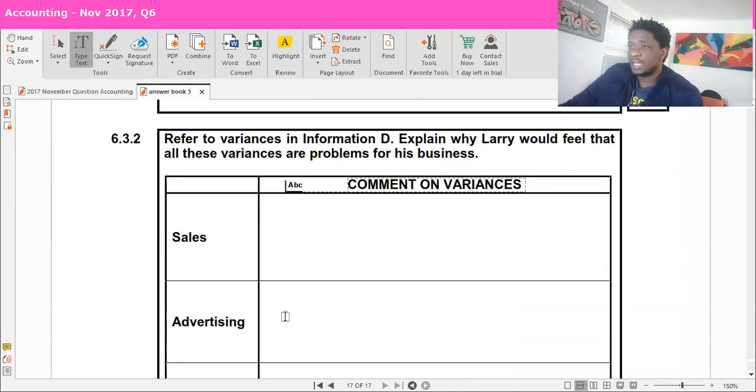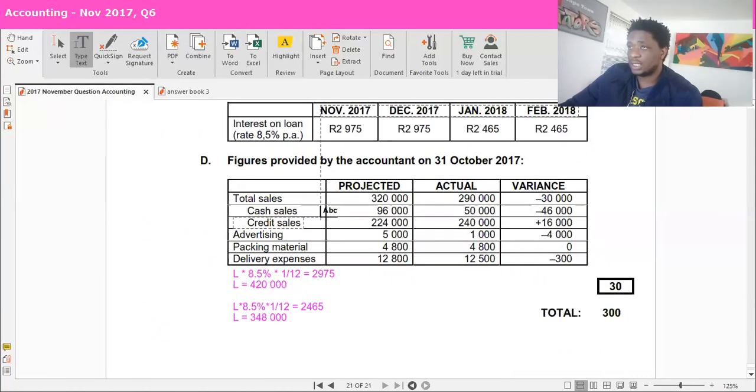First, let's look at sales. Sales are made up of cash sales and credit sales. For cash sales, we missed the target by 46,000, and for credit sales, we overachieved the target by 16,000. So this tells me that we are not achieving our cash sales, but we are overachieving our credit sales. That may result in cash flow problems. So that's what I'll say.